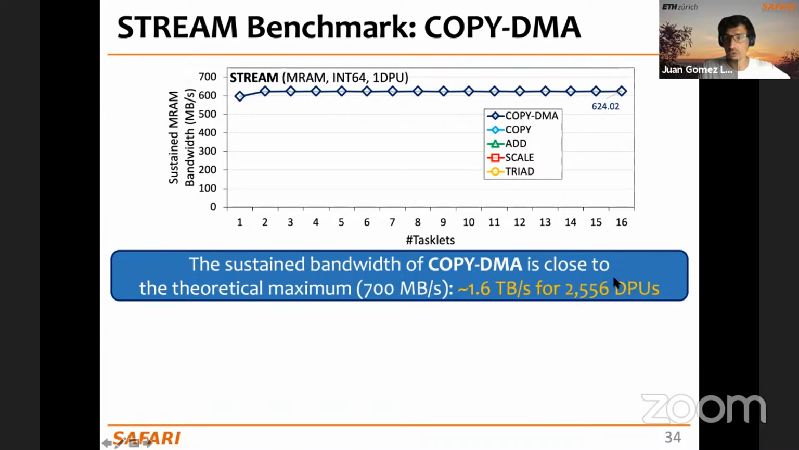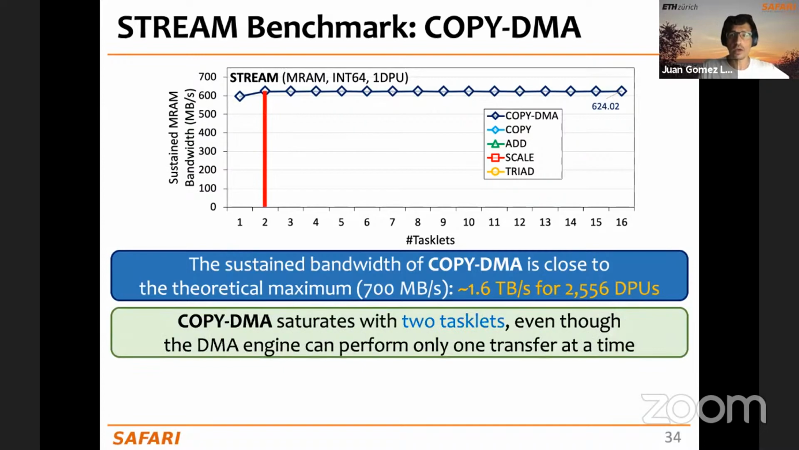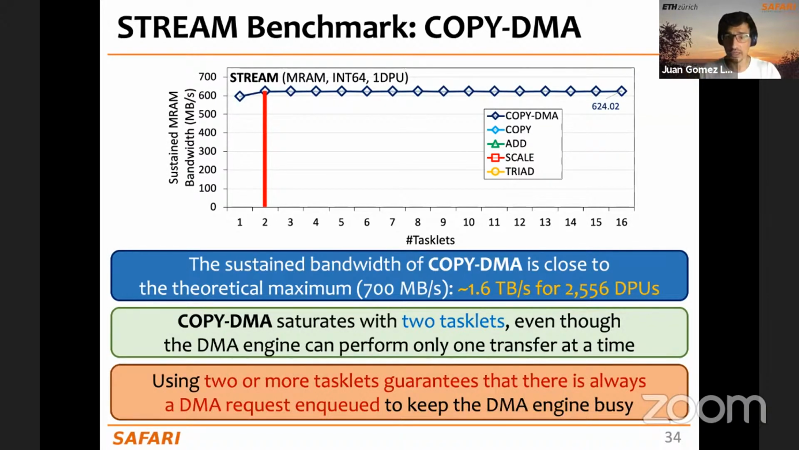So this means that in the larger UPMEM-based PIM system that we have used in our experiments, we can achieve this impressive peak sustained bandwidth, which is even larger than in the most powerful GPUs these days. One other observation here is that this microbenchmark saturates with only 2 tasklets, and this is interesting because in principle we were expecting that with a single tasklet we would be able to saturate the bandwidth, because the DMA engine is not exploiting memory level parallelism. It's just issuing one transfer at a time. The thing is that when we are using 2 or more tasklets, we guarantee that there is always one DMA request in queue to keep the DMA engine busy all the time. By doing so, we achieve a little bit higher bandwidth, as you can see in the plot.